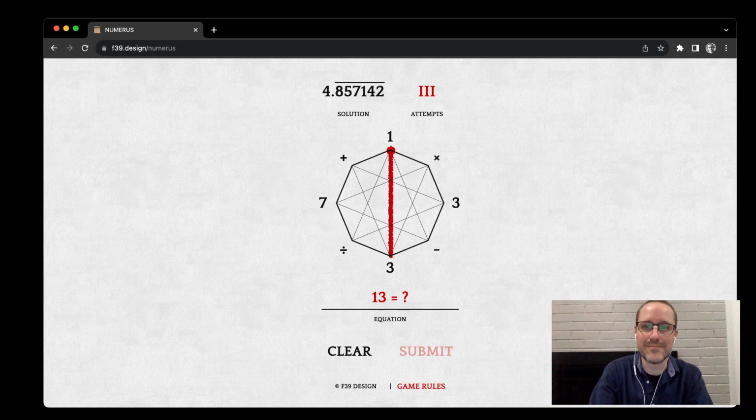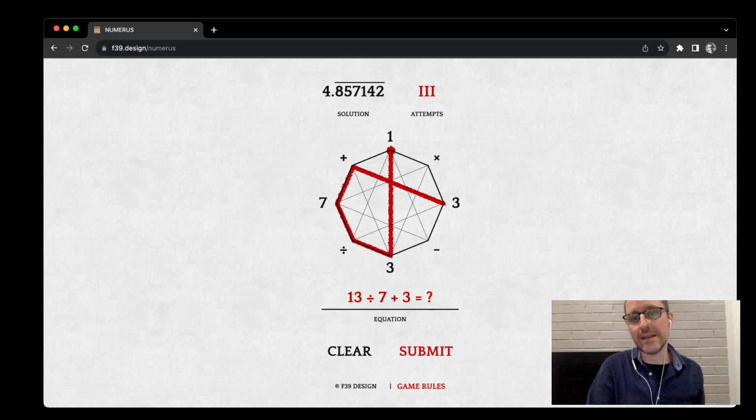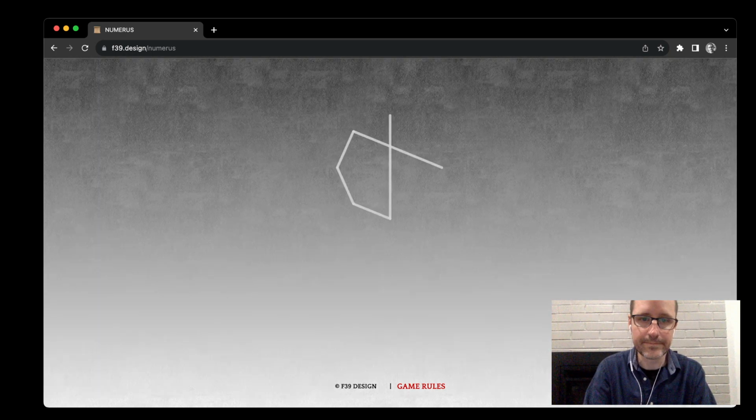So let's just do that. We'll have 13, and we'll do divided by 7, and then we can add 3 to that. So 13 divided by 7 will be our 1, but then it will be 0.857142, and then we'll add 3 to it to get to 4.857142. We can submit that, and bingo, that's the answer.